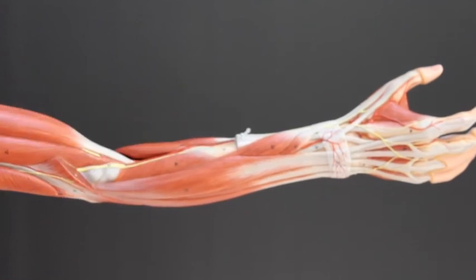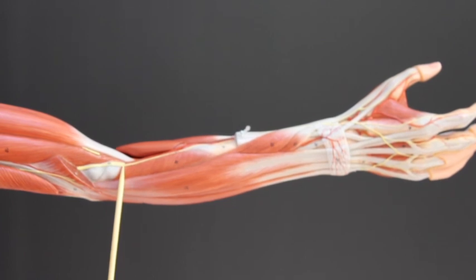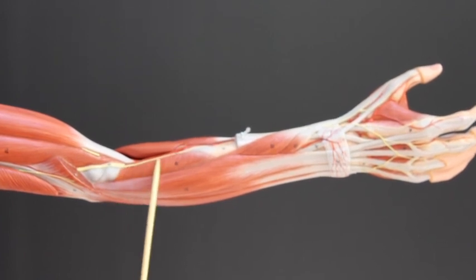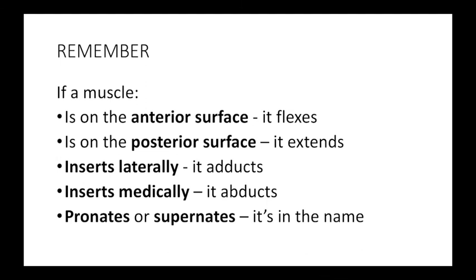The only deep muscle on the posterior surface that we need to learn in this unit is the supinator. The supinator has 2 heads of origin. One originates from the lateral epicondyle of the humerus, the other from the posterior surface of the ulna. They insert together into the posterior surface of the radius. Its action is in its name. In working out actions of these muscles, don't forget those simple rules we talked about earlier.